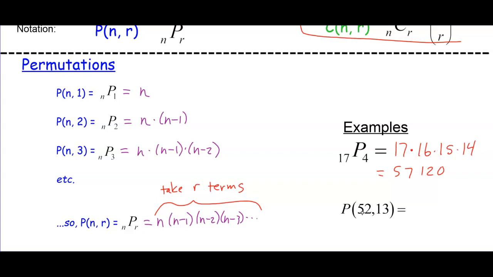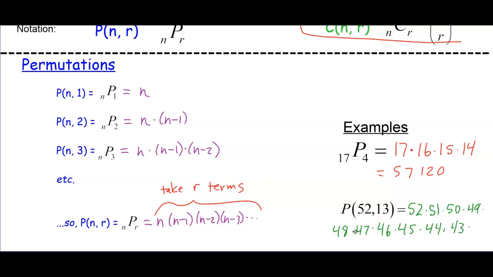But if you're trying to do, like, say, 52P13, that's an example of, like, if you're playing bridge. You have 52 cards, and you get 13 of them in your bridge hand. Then this formula is really pretty awkward, because you're supposed to go 52 times 51 times 50 times 49 times 48 times 47. Wait a sec, how many of these am I going to do? I'm going to do 13. 1, 2, 3, 4, 5, 6. I've only got 6 so far. 46, 45, 44, 43. Man, this is tedious.